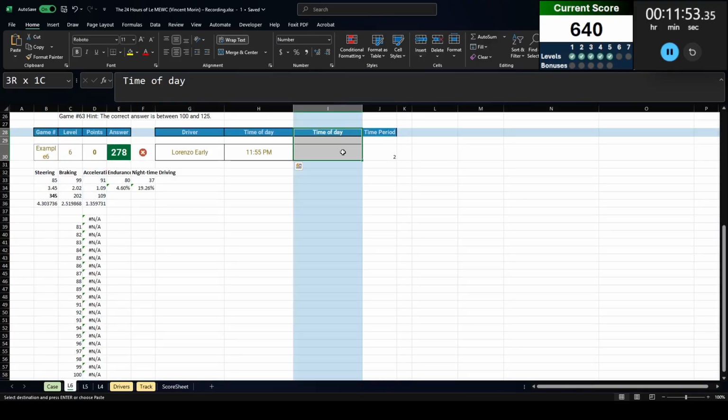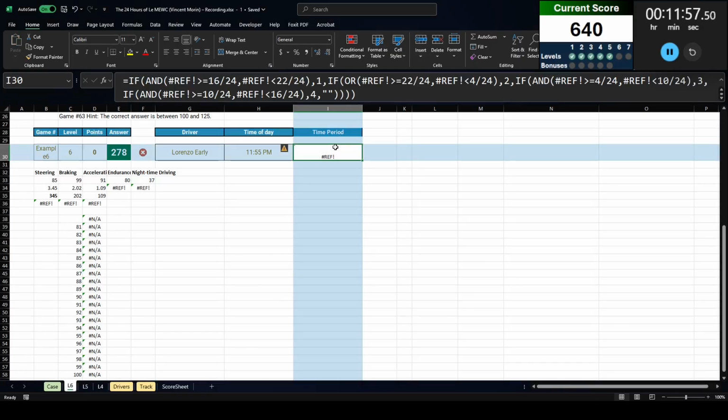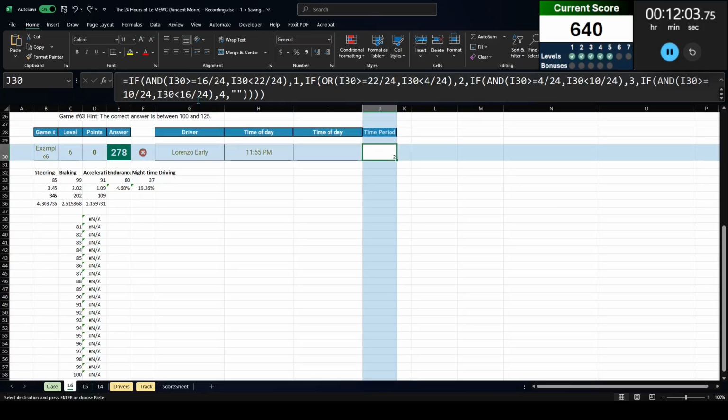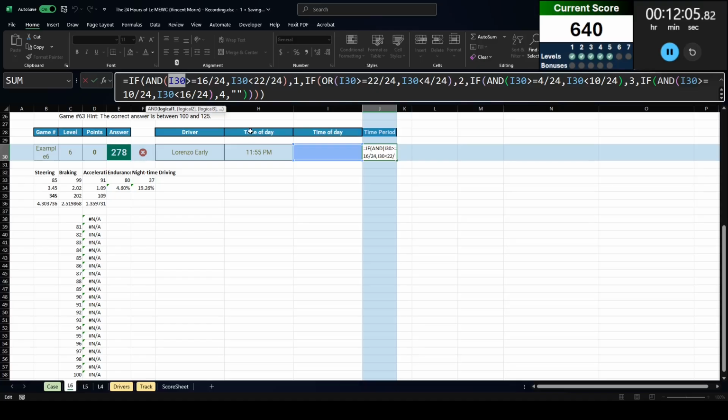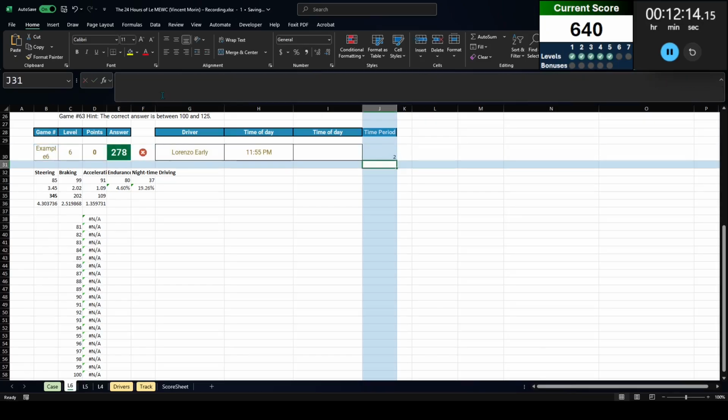We don't need that anymore, but we do need this, and oh, I broke it. Remember what I said about being afraid of breaking things? All right, so I30 needs to be H30. Okay, so let's copy this and paste it every time I see red numbers.